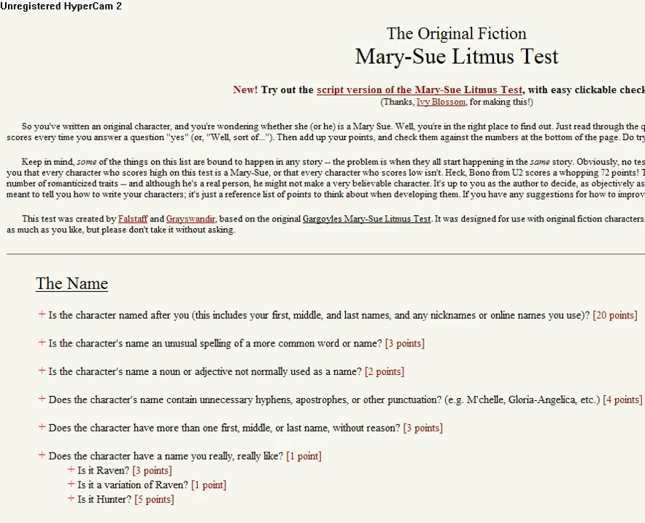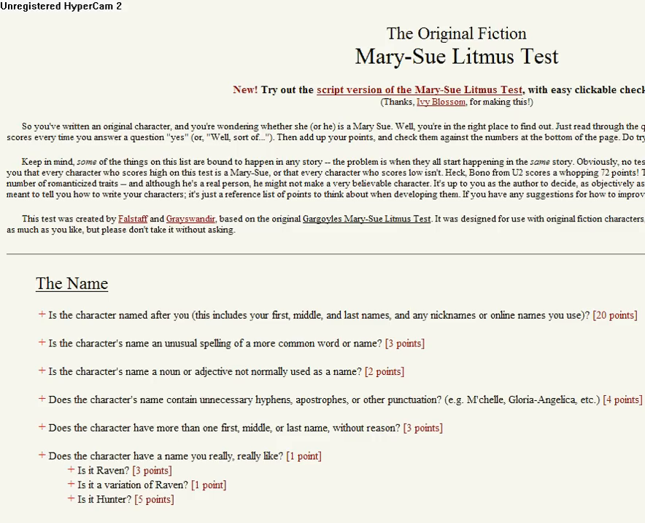Oh yeah, that's the test that basically tells you to fuck off if you name your character after yourself. That was amusing because it's so obsessed with gargoyles, it's not even funny. It was designed for use with original fiction characters, but it will work in relation to fanfiction for most fandoms. Use it as much as you like, but please don't take it without asking. Or, I'm assuming, if you give reference to them. I did, so I'm fine.